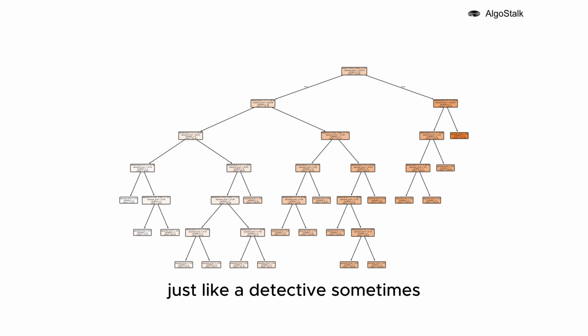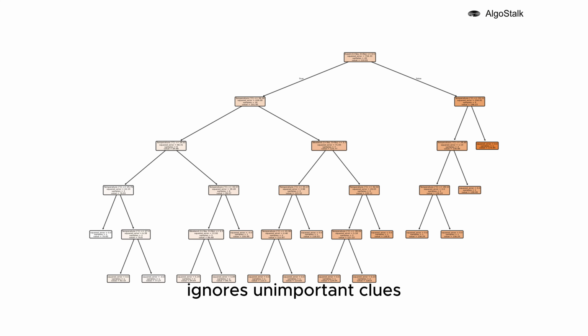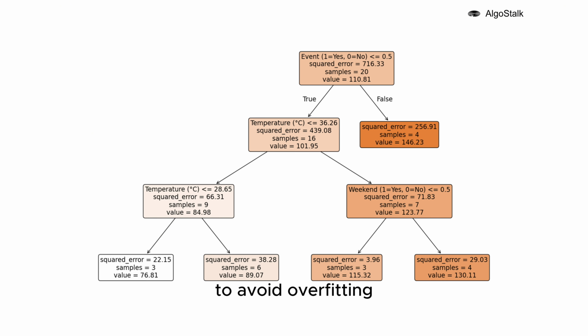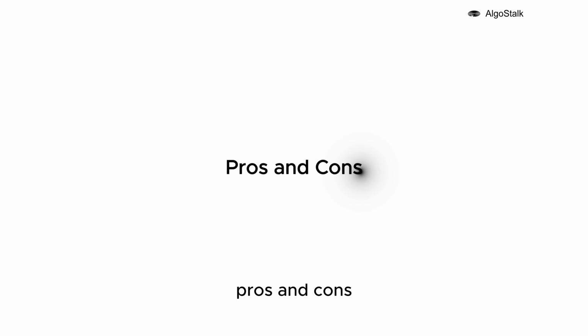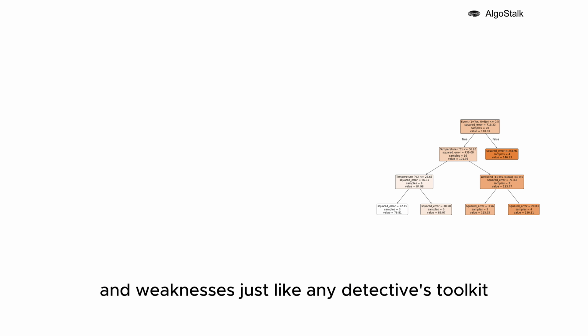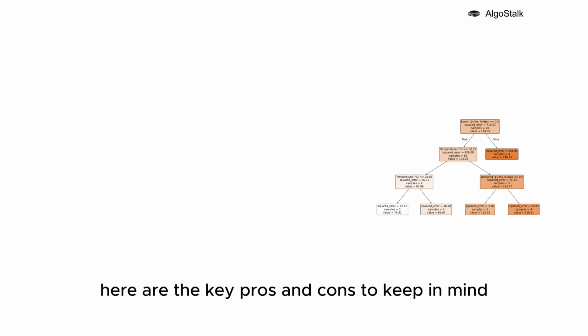Just like a detective sometimes ignores unimportant clues to keep the case simple, pruning cuts off branches that don't improve the model to avoid overfitting. Pros and cons. Decision trees come with their own set of strengths and weaknesses, just like any detective's toolkit. Here are the key pros and cons to keep in mind.